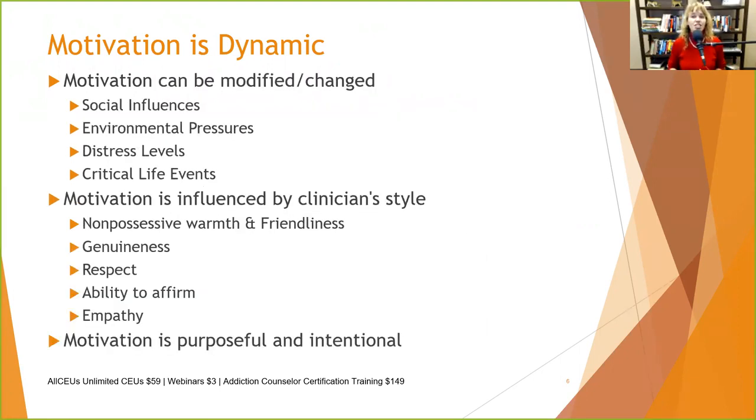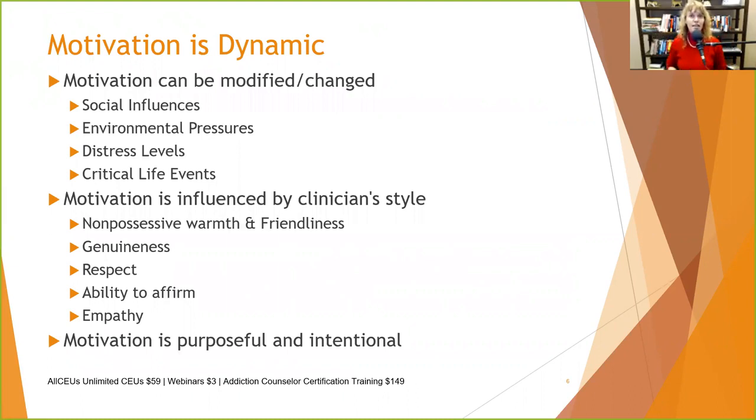Motivation can be modified and changed by working on those social influences, implementing environmental pressures, putting cues up that help the person remember what their goals are. It can be modified by distress levels. If they're in more distress, they're more likely to get more motivated because they don't want to feel that way for very long. Now, we're not going to increase somebody's distress, but if they're starting to feel significantly less distressed, we can point that out. Look how much these tools you've been using over the past week, or this new thing that you've been doing, has improved your mood. So your distress has been alleviated.